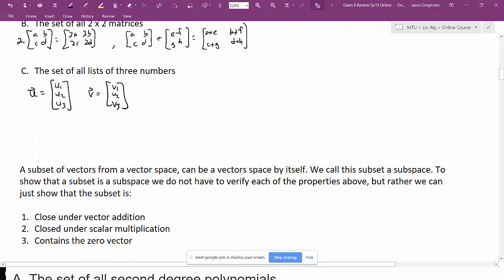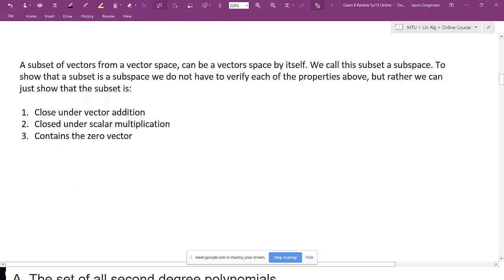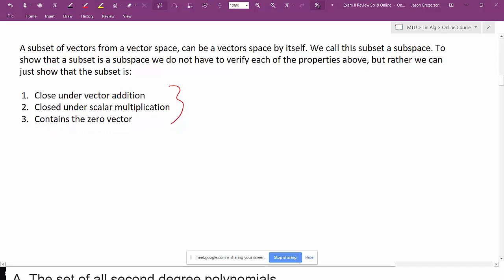Okay, so then we have a reminder of what those big 3 properties were. Basically, we have a set of items within a vector space. They form a subspace if we satisfy our 3 conditions: if they're closed under vector addition, closed under scalar multiplication, and they contain the 0 vector. Those are the ones we need to show that a subset is a subspace.